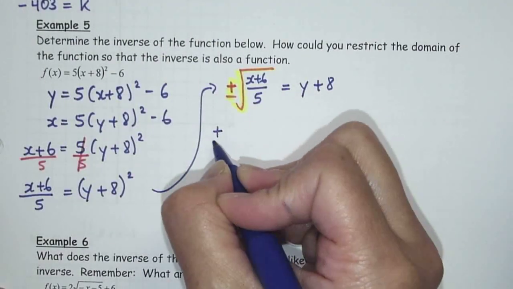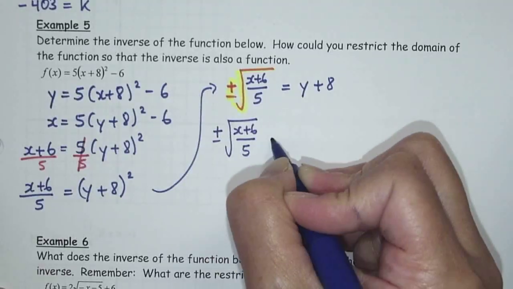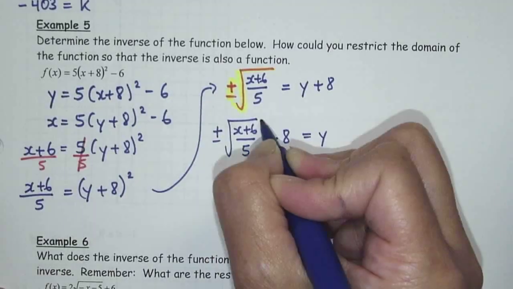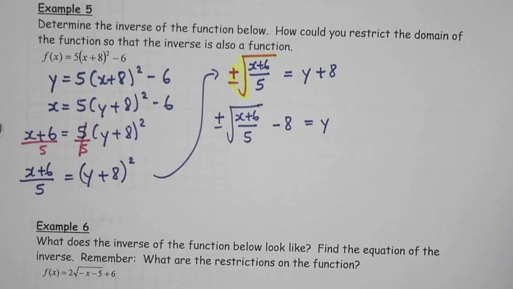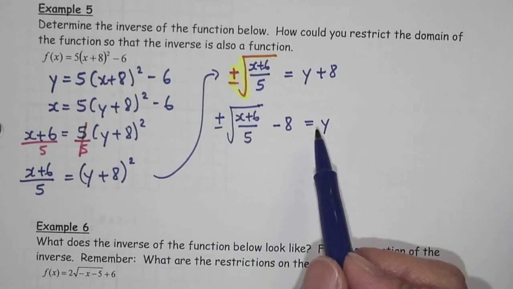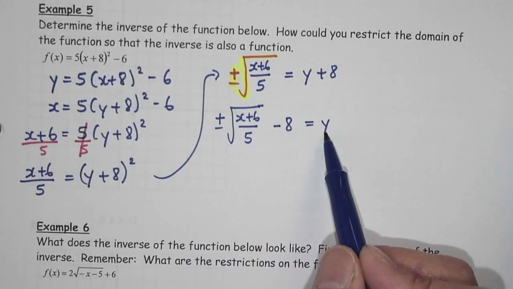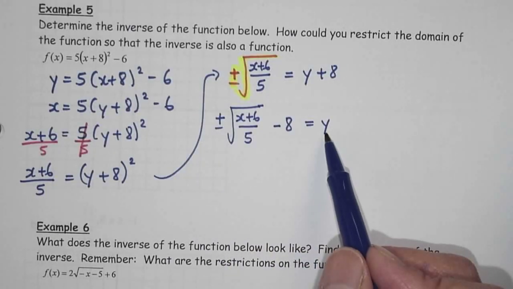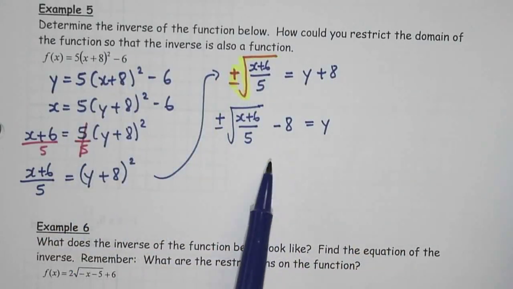Okay, and bring the 8 over, so plus minus square root of (x plus 6) over 5, and then minus 8 on the outside. Don't make it look like it's in the square root. Okay, so that's the inverse. It is not a function, right, because it's got plus or minus. So don't use function notation because it's not a function.